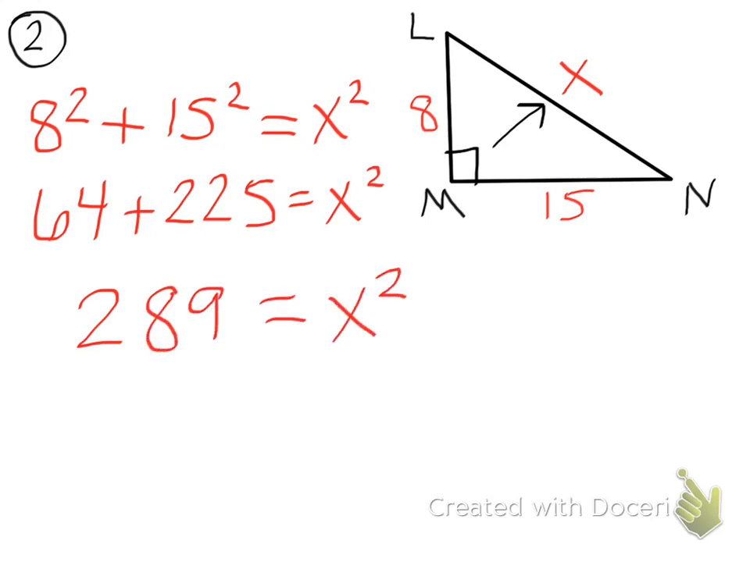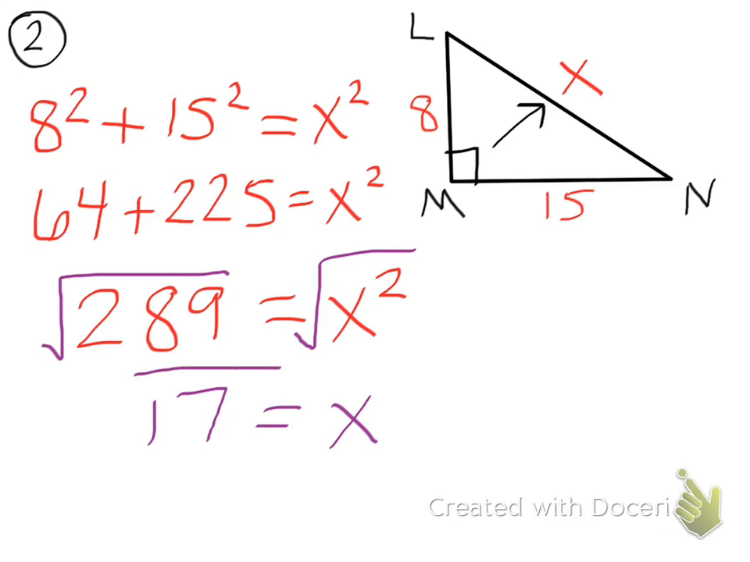And then again, to get rid of the squared, we take the square root of both sides. If you do it to one side, you have to do it to the other side. Then x is equal to the square root of 289, which is 17. And that is it.